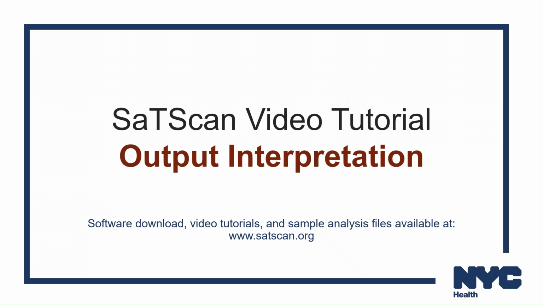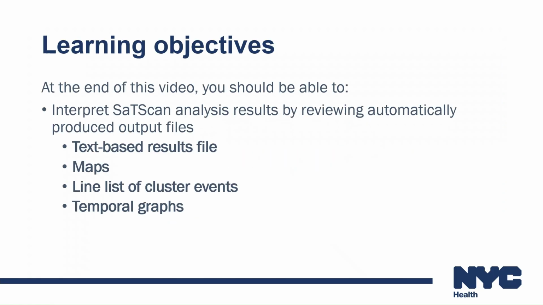In this video, we'll describe how to interpret output from a SaTScan analysis that prospectively detects outbreaks of a community-acquired communicable disease. To follow along, download the corresponding sample analysis files from the SaTScan website at satscan.org. At the end of this video, you should be able to interpret SaTScan analysis results by reviewing automatically produced output files, including the text-based results file, maps, a line list of cluster events, and temporal graphs.